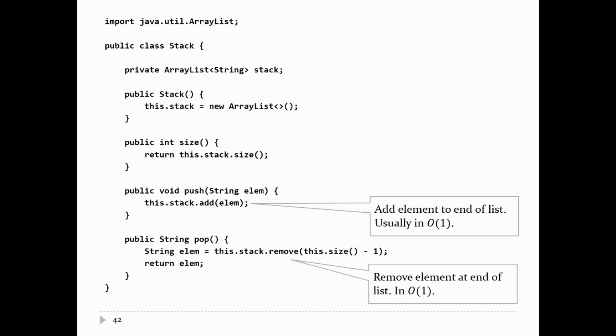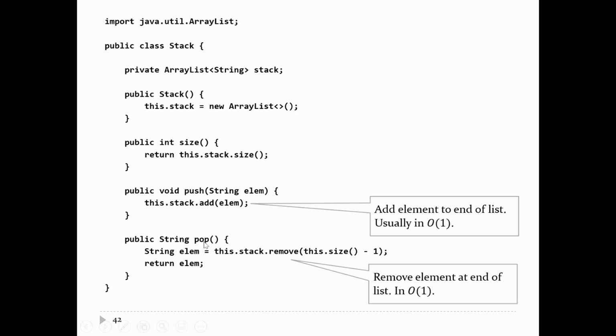Pushing an element onto the stack is equivalent to adding an element to the end of that list. So to push that element onto the stack, you just add the element to the end of the list. Now that's an array-based list, so adding an element to the end of an array-based list usually has complexity big O(1). In a few lectures, you're going to see that that's not always true. Occasionally, adding an element to the end of an array-based list has complexity big O(n), and you'll see why when we actually implement the list.